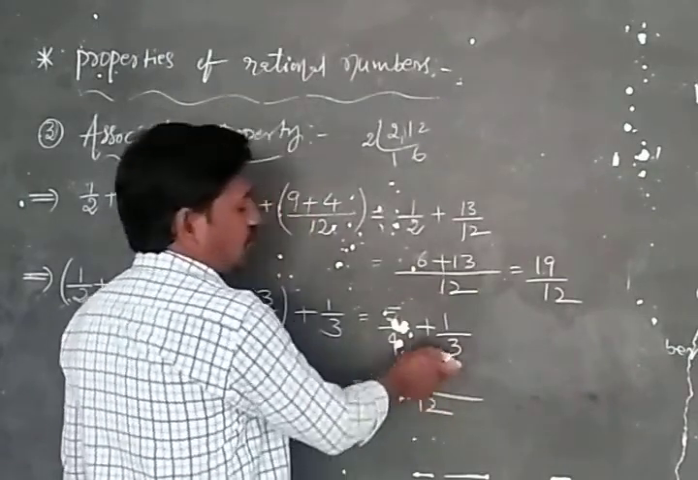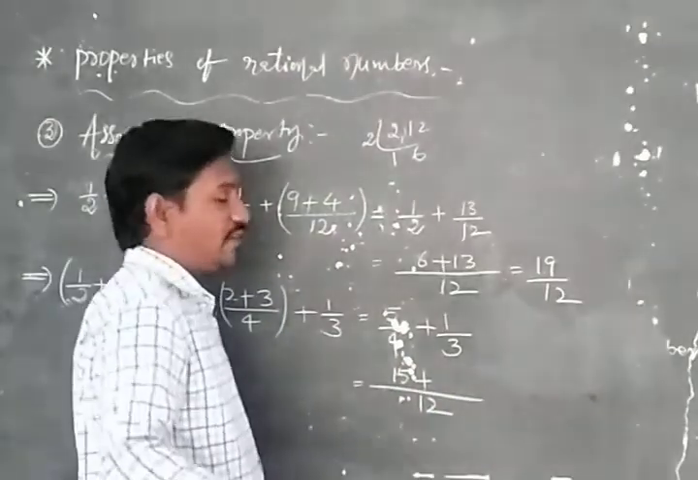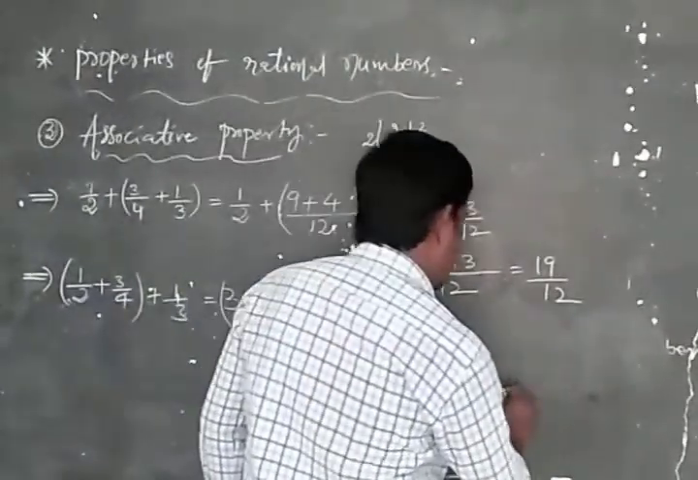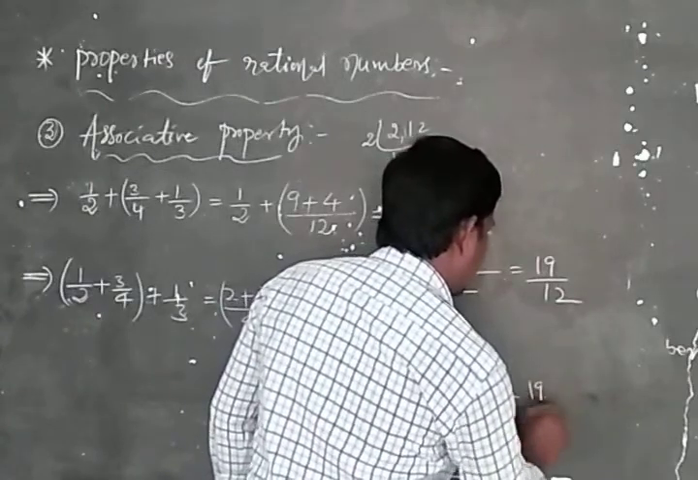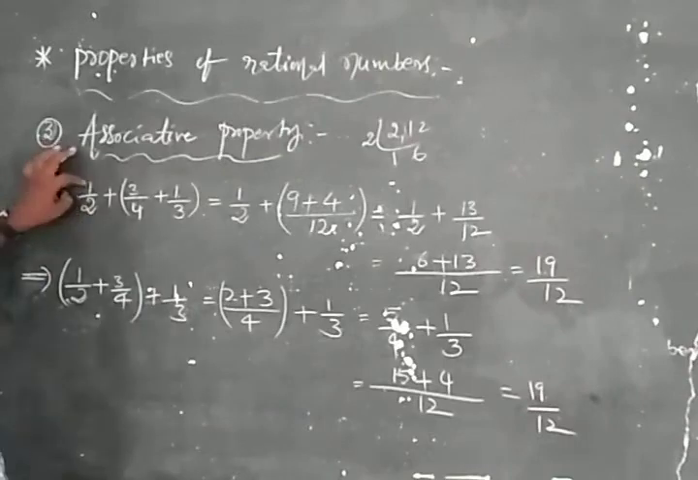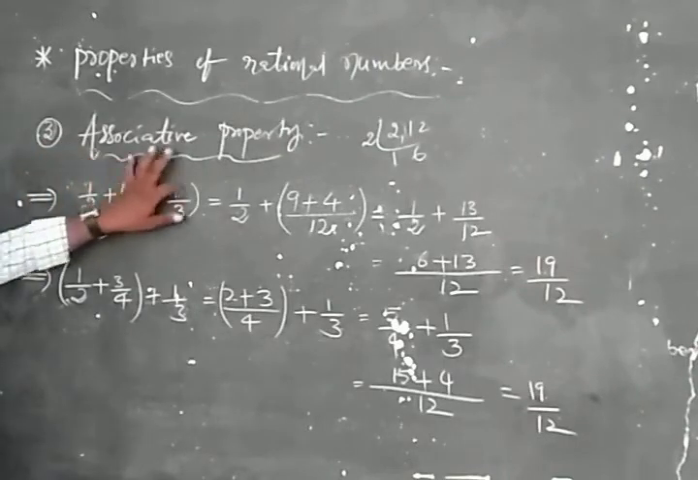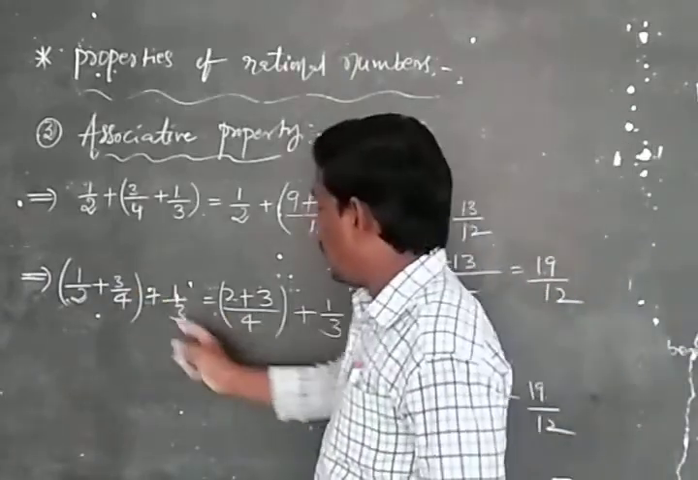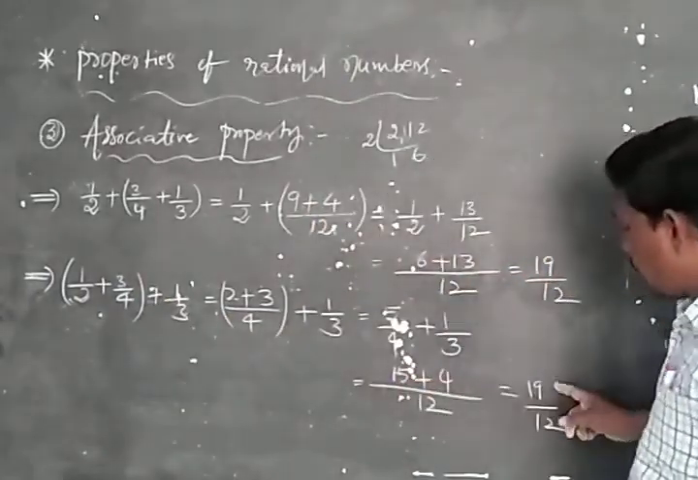Plus, if 3 becomes 12, we have to multiply by 4. 1 times 4 is 4, which equals 19. So 19 by 12. So what is the answer of 1 by 2 plus 3 by 4 plus 1 by 3? 19 by 12. So what is the answer here? It is also 19 by 12.